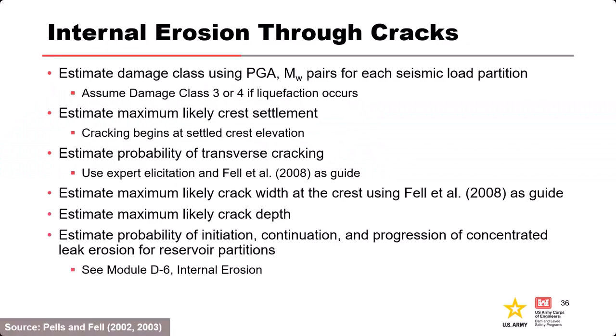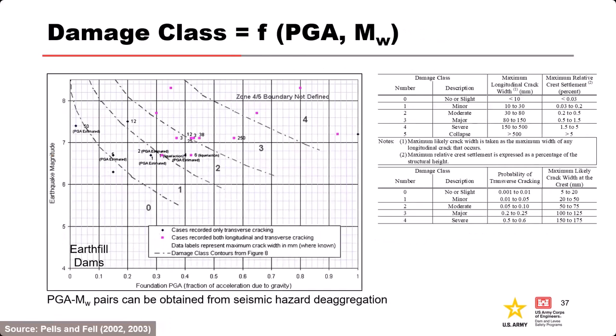So internal erosion through cracks, we can get at it from deformation analyses, and we can try to make some estimations there. There are not really easy simplified tools for this either, but what we'll do is use some empirical methods to look at what kind of cracking we've seen before. One we use quite a bit is Pells and Fell, where for a given magnitude of earthquake and a given peak ground acceleration, so I know my loading, I come in and look at that pair, find where they intersect, look to see what my damage class is, and then I can see what we might expect for the probability of transverse cracking.